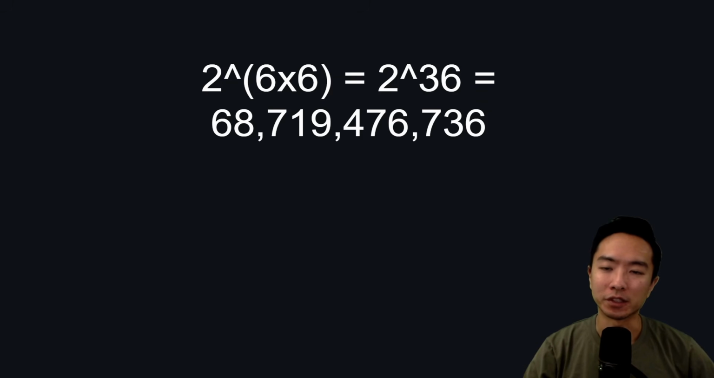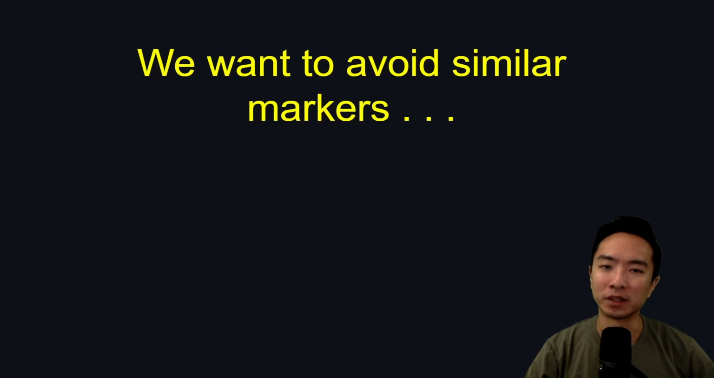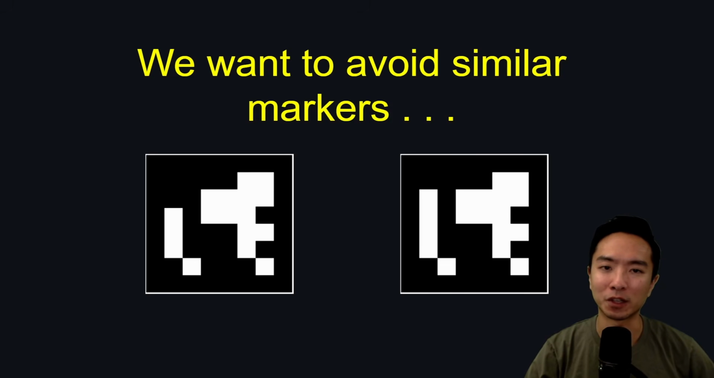And you might be wondering, so we have 2 to the power of 6 times 6, which is 2 to the power of 36. You get a really, really big number, right? But why only 250 combinations? So the idea is we want to avoid similar markers. So if we take a look at these 2 markers, they are very close, almost identical, except for 1 square.